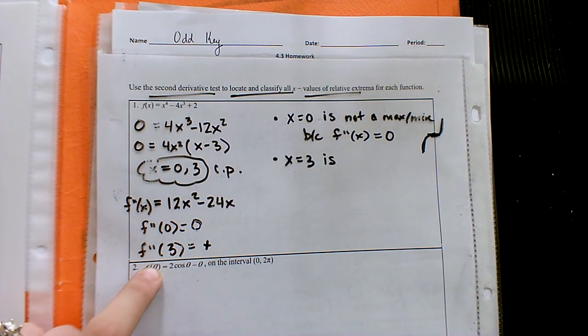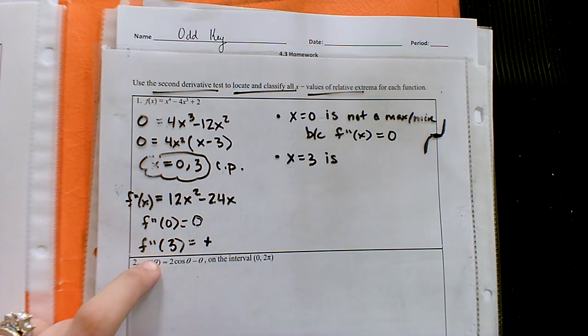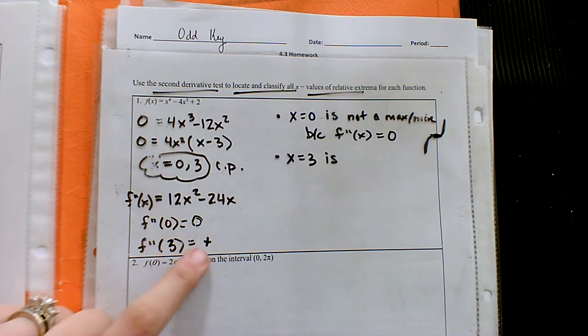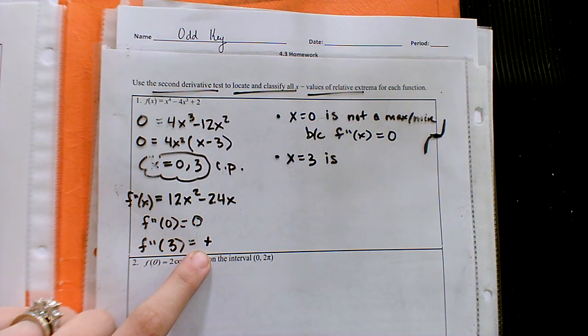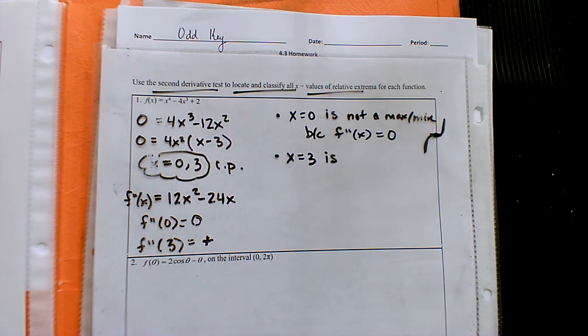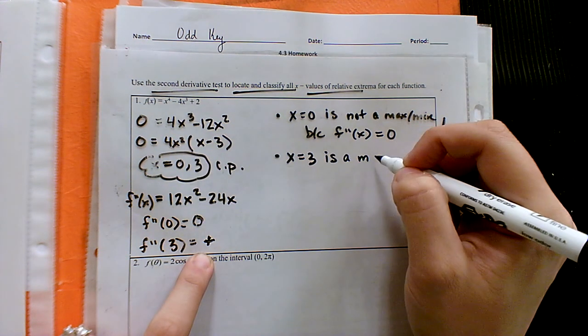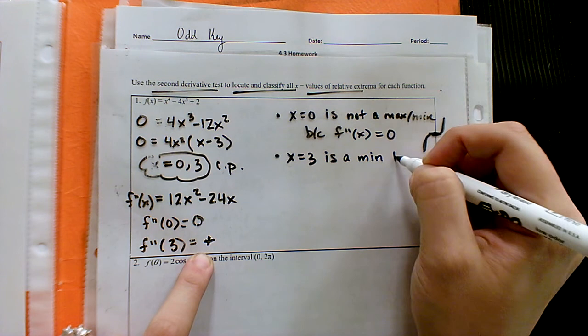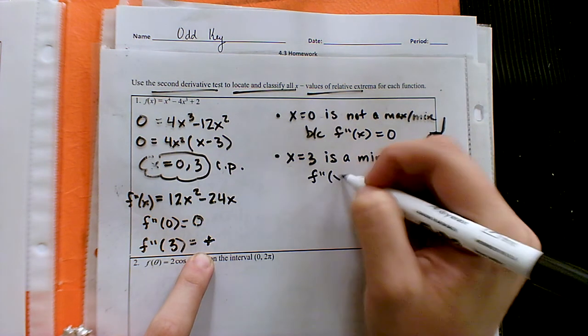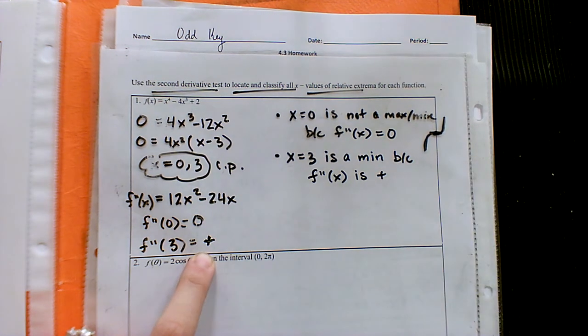What about x equals 3? Max, min, or nothing? If the second derivative is positive, then f of x is concave up. So you have a minimum. Okay, so this is where it's tricky. Notice how this result is positive. You might think max, right? But it's actually a minimum. This result is curvature, not maxes or mins. So x equals 3 is a minimum because the second derivative is positive.